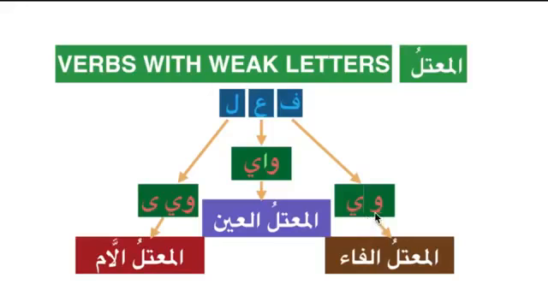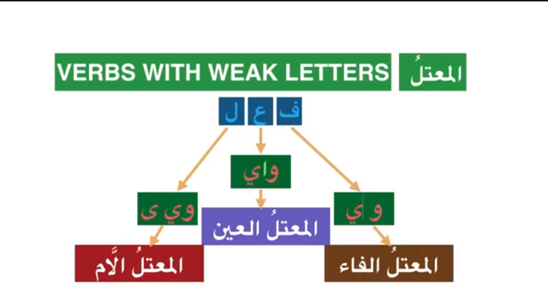We know mu'tal al-ayn is ajwaf. We did that in detail in the last two or three classes: how to identify which bab it belongs to, and how to conjugate madhi and mudari', and how it changes to marfu', majzum, mansub and amr forms. So inshallah, today we'll just take this off.